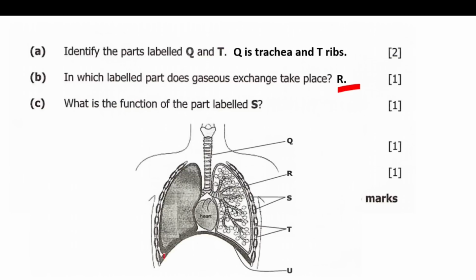Then C, what is the function of the part labeled S? S here. These are intercostal muscles. So intercostal muscles join the ribs. Also, they allow the movement of the ribs in and out. So here I had just to say joins the ribs together. That is one of the functions of intercostal muscles.